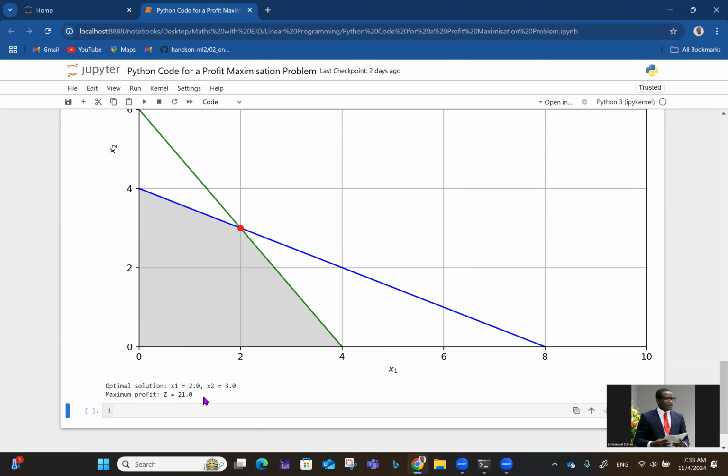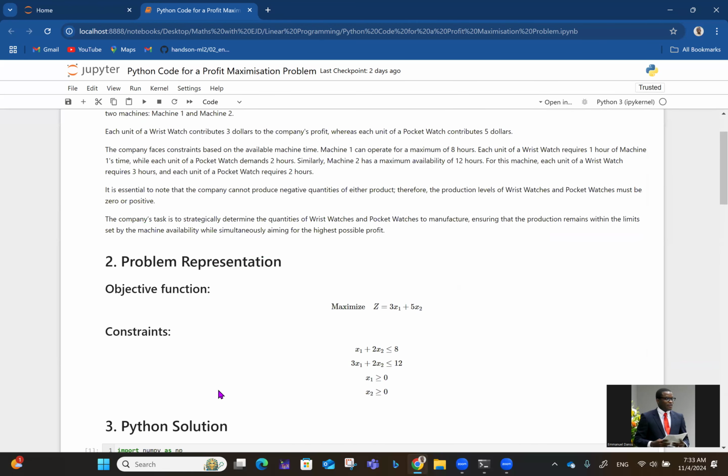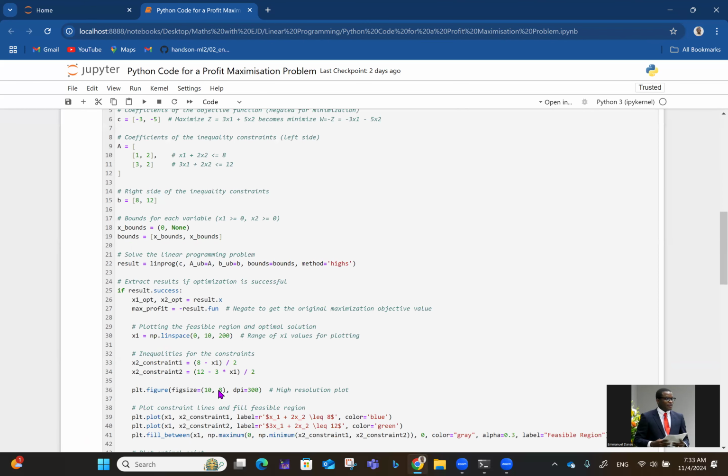Optimal solution, x1 is 2.0. That's the number of wristwatches, which should be 2.0, whether it is 2.0 tons or 2.0 dozens, whatever unit you're using. And x2 for pocket watches is 3.0. And if that happens, the maximum profit is going to be Z equals 21, which corresponds with what we did in the previous video. So, I mean, you can use Python to deal with all these things.